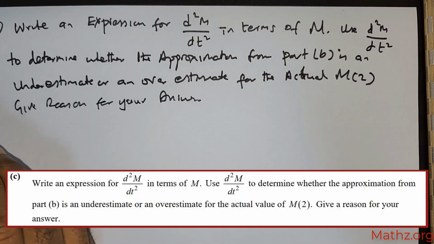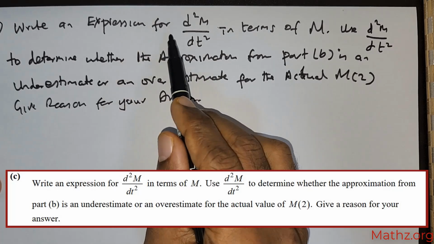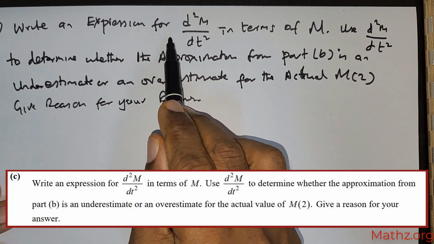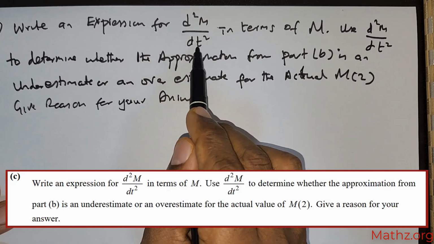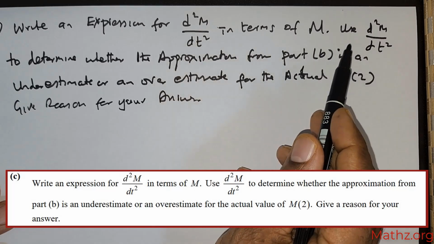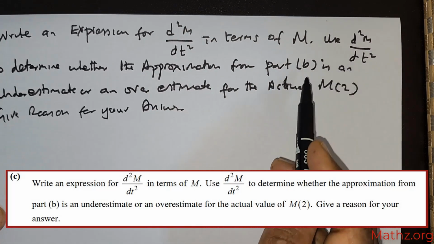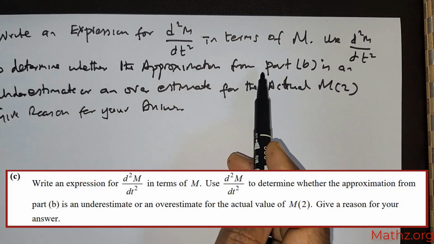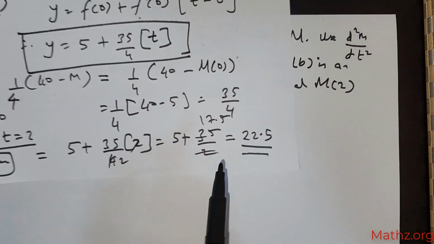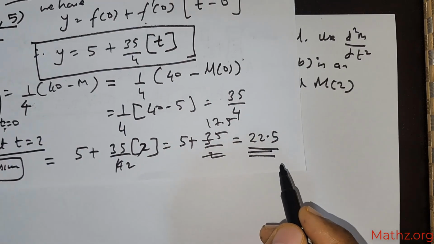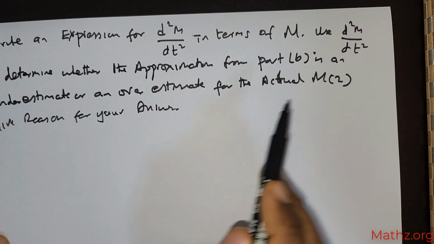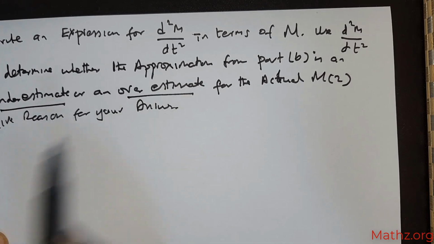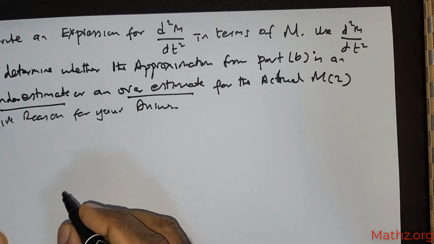Now this is part C. We are expected to write an expression for d squared m over dt squared in terms of m, and then use d squared m over dt squared to determine whether the approximation obtained in part B, the value that we got in part B, is an underestimate or an overestimate. Okay, it's a simple question.